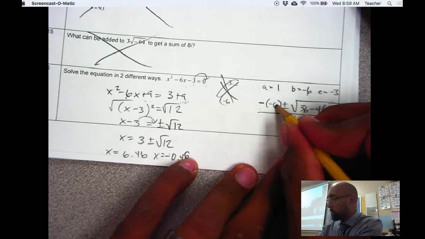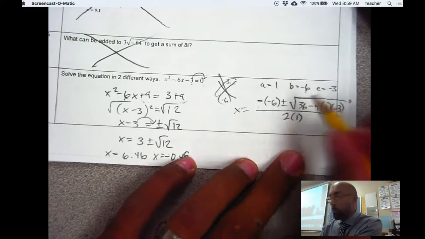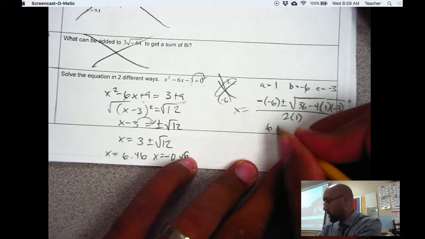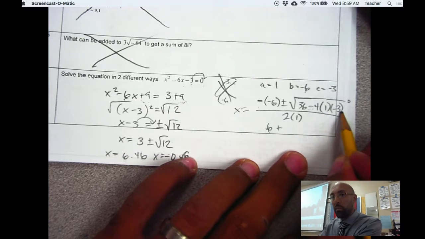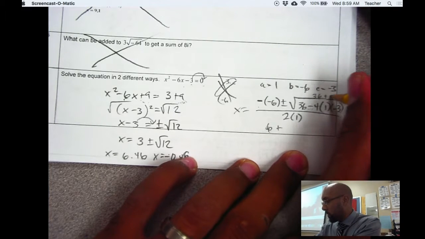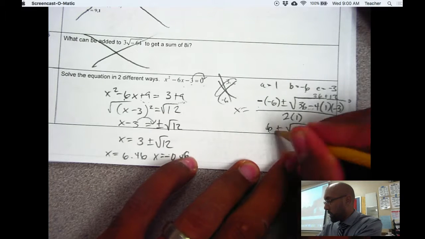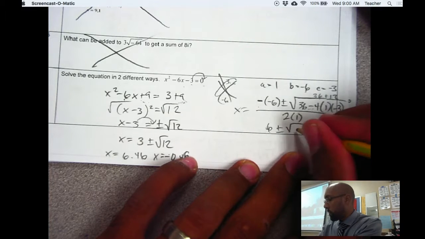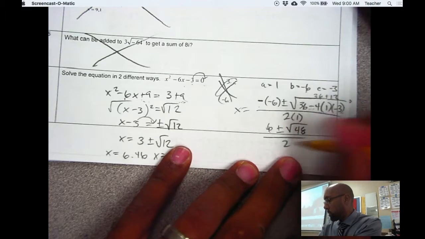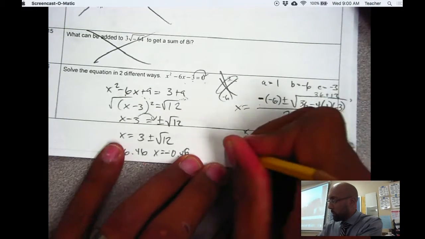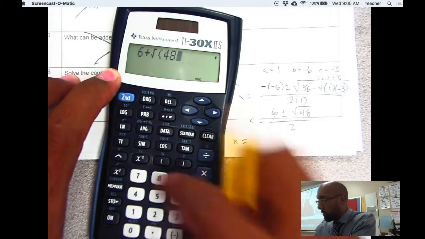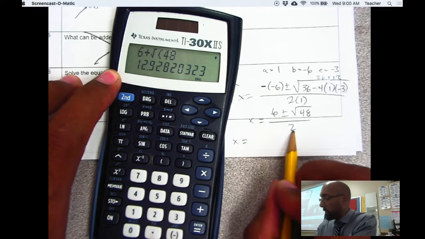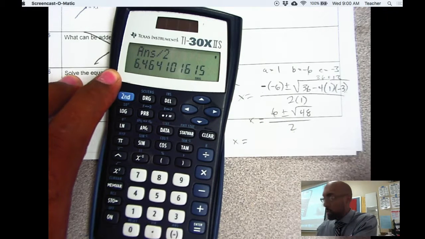Now this becomes, and again, this is all equal to x, positive 6. I'm going to work this part out. Negative 4 times 1 times negative 3 is positive 12. So that's 36 plus 12. So that becomes plus or minus the square root of 48, over 2. Now I'm just going to go ahead and convert this to decimal. First I'll do 6 plus square root of 48, but don't forget, divide by 2. So there's my first solution.